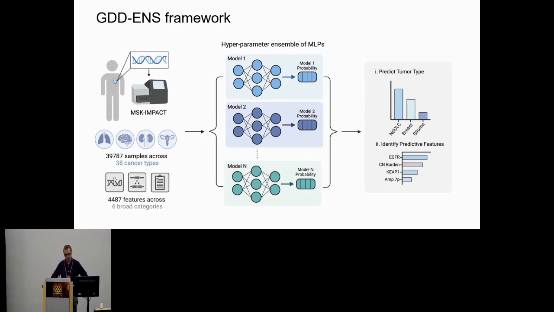And then the output of the tumor type classifier was both a probability distribution that gave the confidence on each of the 38 different tumor types, as well as, through Shapley value analysis, a set of predictive features, which were the ones that were driving classification.